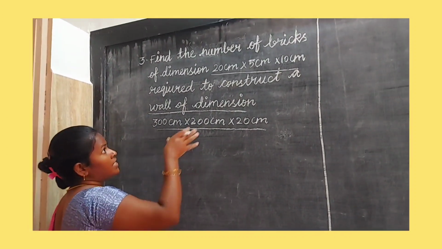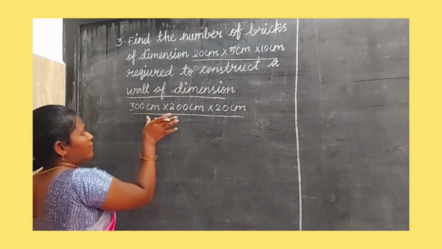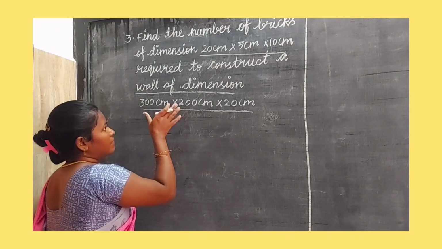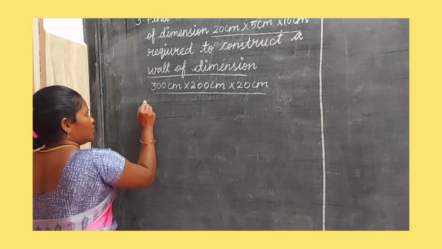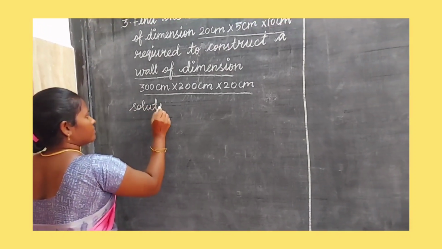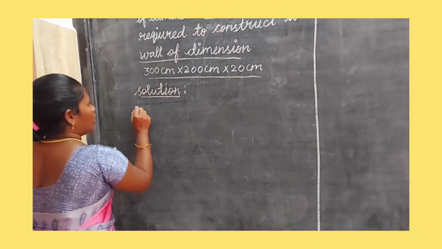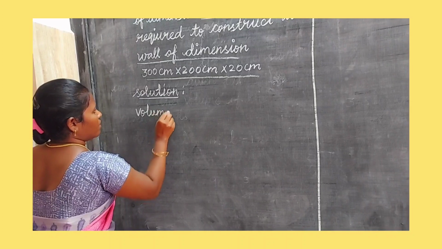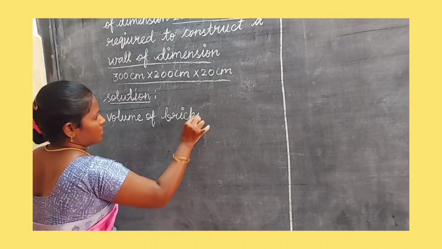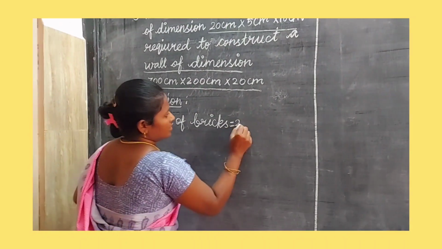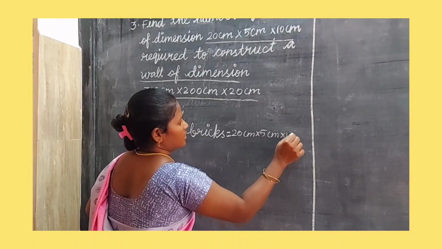So children, first we have to find the volume of bricks value. Next the volume of wall value we have to find, and next we have to find the needed bricks value. So children, first we write the solution. First we have to find the volume of bricks. Volume of bricks is equal to, 3 values are given here: 20 centimeter into 5 centimeter into 10 centimeter.